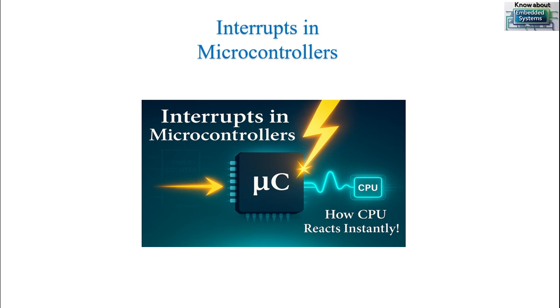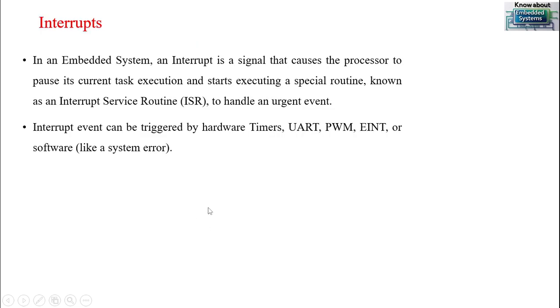Guys, in our embedded system, it is not possible to design any embedded system without interrupts. What is an interrupt and how does an interrupt work? So guys, interrupt is nothing but the disturbance, that's the literal meaning, but in our technical terms, in an embedded system, an interrupt is a signal that causes the processor to halt current task execution and start executing the special program called ISR.